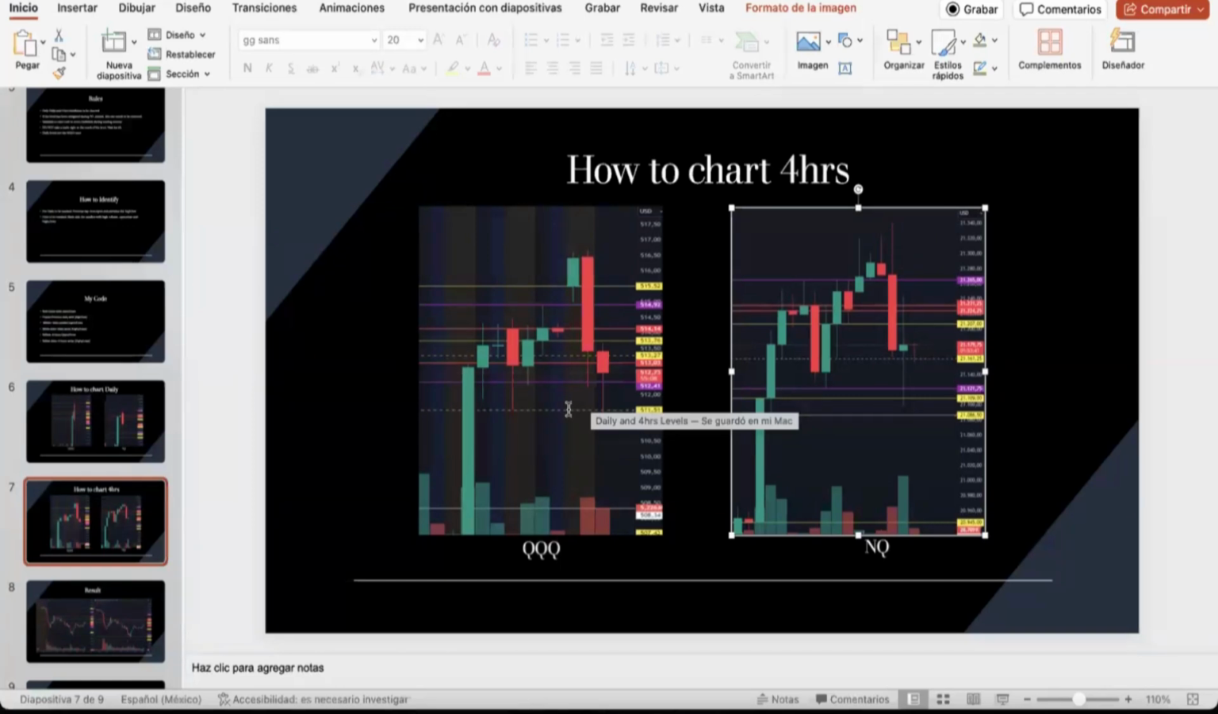Same for daily. If you go in your daily, 3 days, 4 days, and you see that the candle has not been touched, take it. Take it.